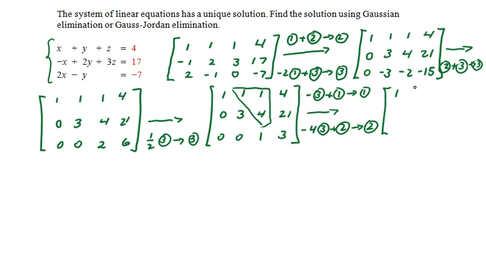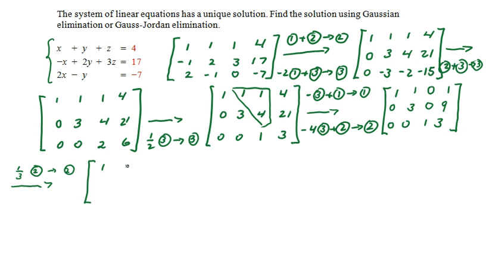So we have 1, 1, 0, 1 for the first row. We have 0, 3, 0, and 21 minus 12 would be 9, and 0, 0, 1, 3. Now I'm going to take 1/3 times row 2, put that into row 2, and this will give me 1s on the diagonal now.